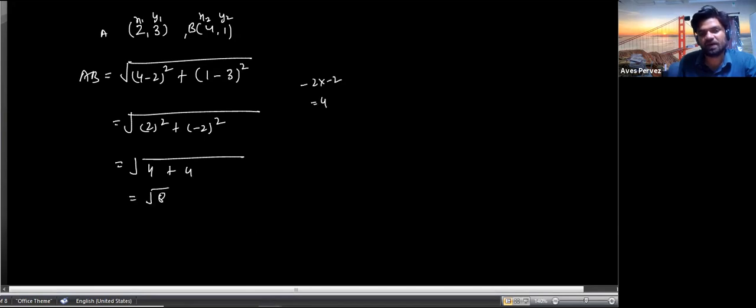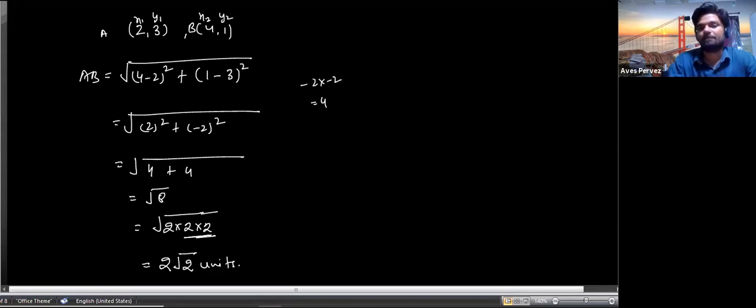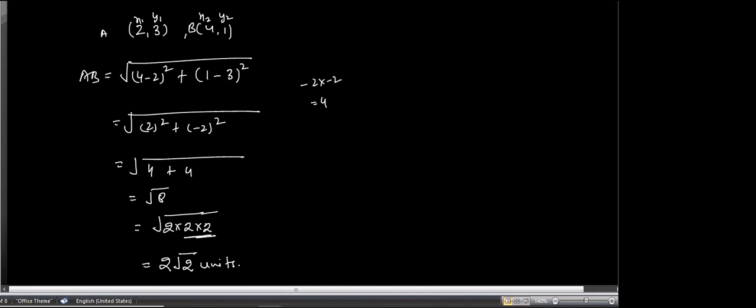Then under root of 8. How can we write 8? We can write 8 as 2 into 2 into 2, 3 times. So one pair of 2 comes out, and this gives you 2 outside the root, and the remaining 2 remains under the root. So this will be the answer for this question. Okay, yes, got it.